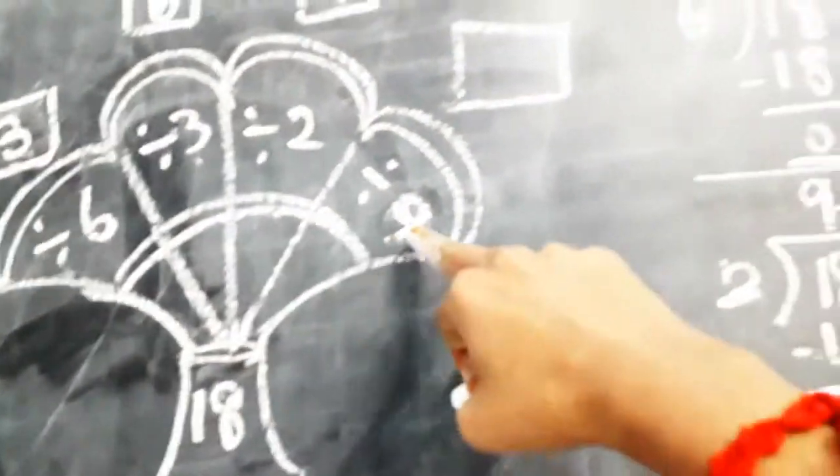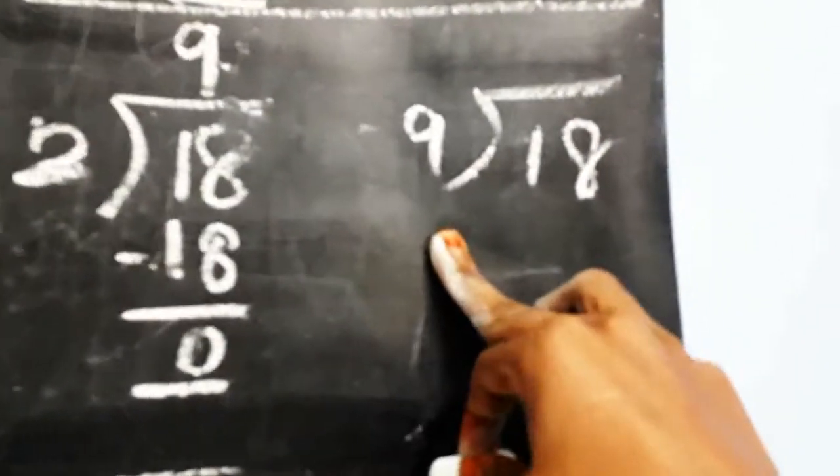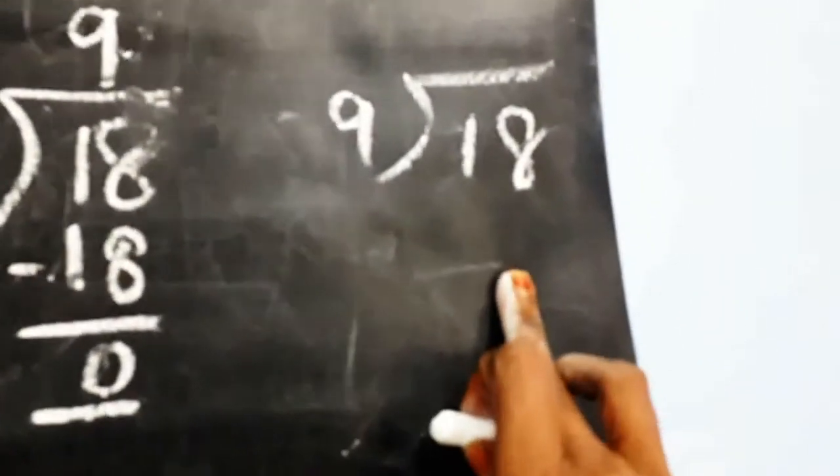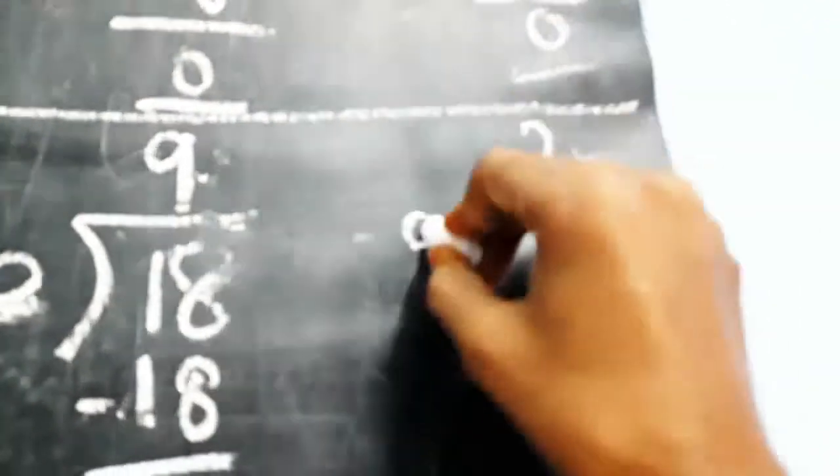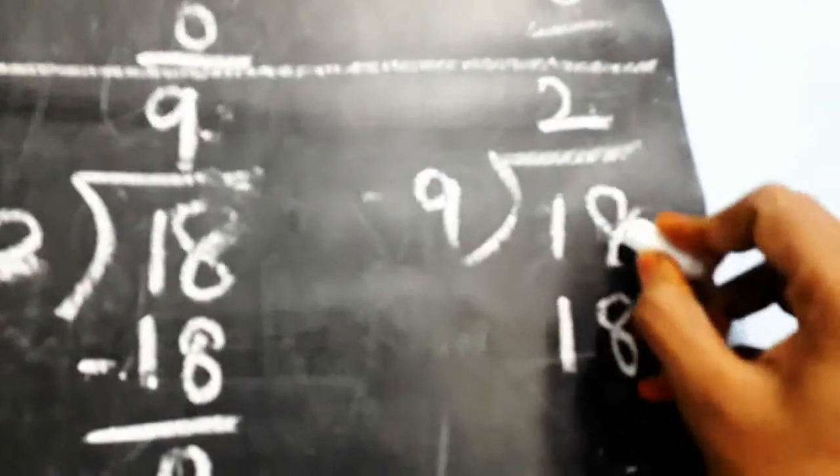Now we divide 18 by 9. How many 9s are 18? 1 9 is 9, 2 9s are 18. So you write the number 2 in the quotient. 2 9s are 18.